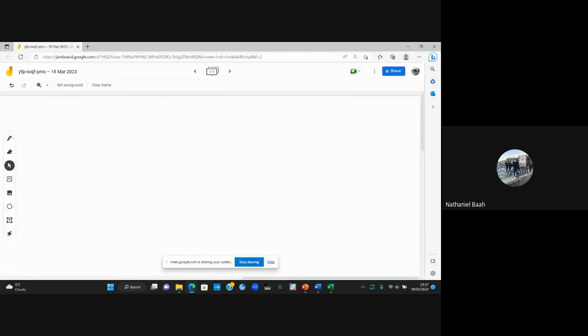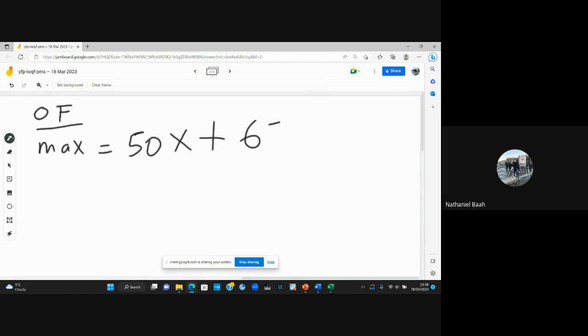So what I'm going to do right now is to write all our objective function and our constraint functions from what we did. So we had our objective function: max net equal to 50x, which was Sony, plus 65y, which was cello. Good.